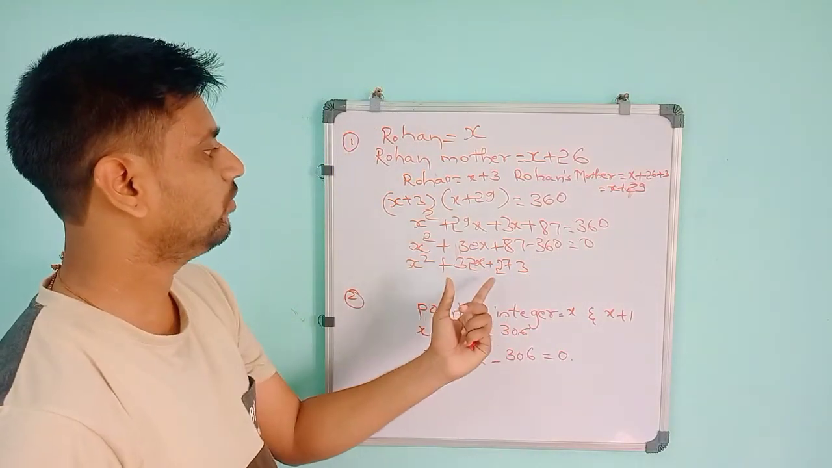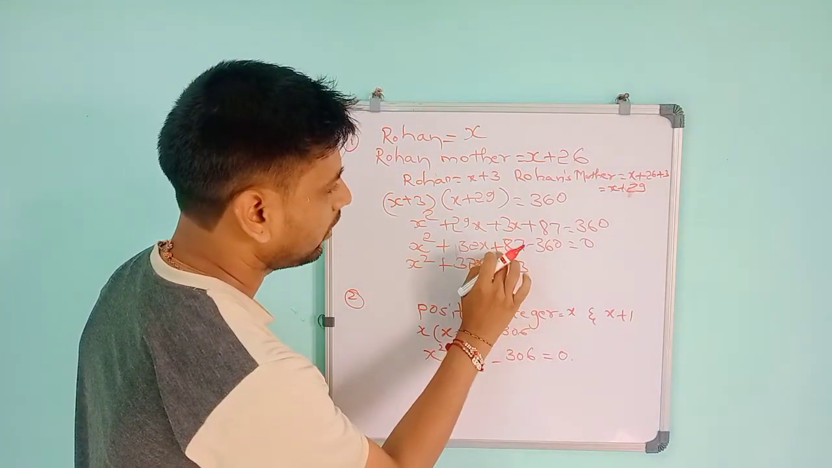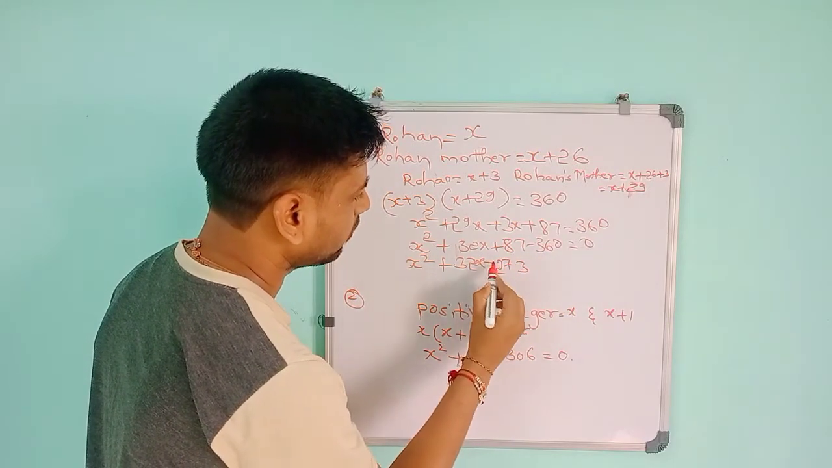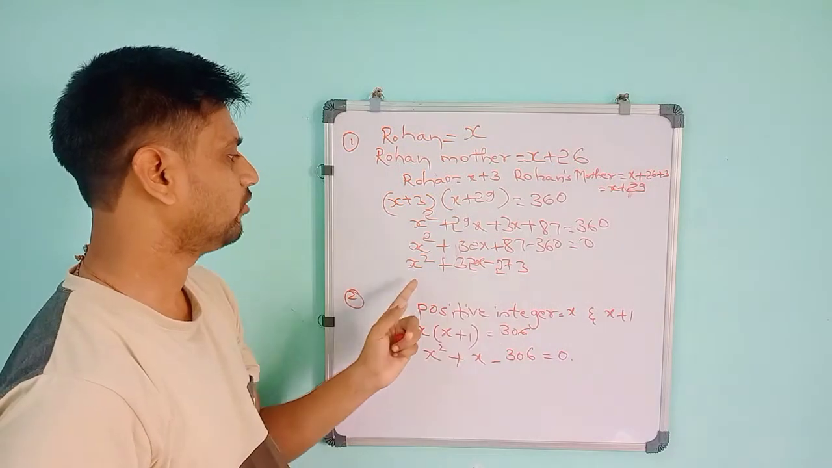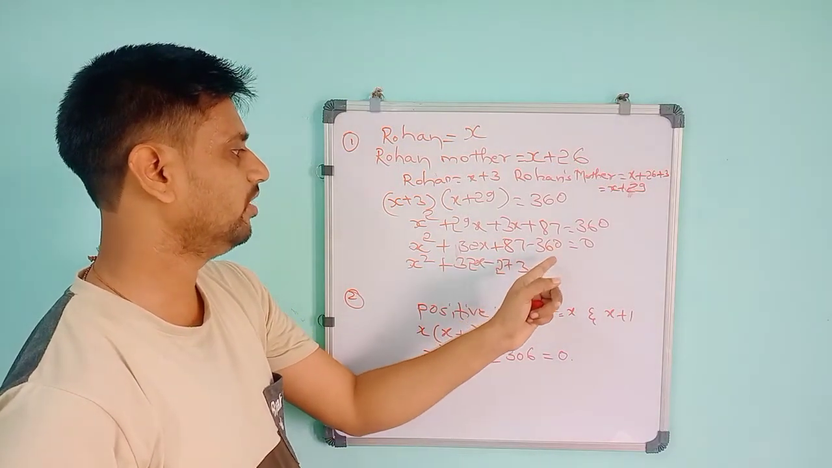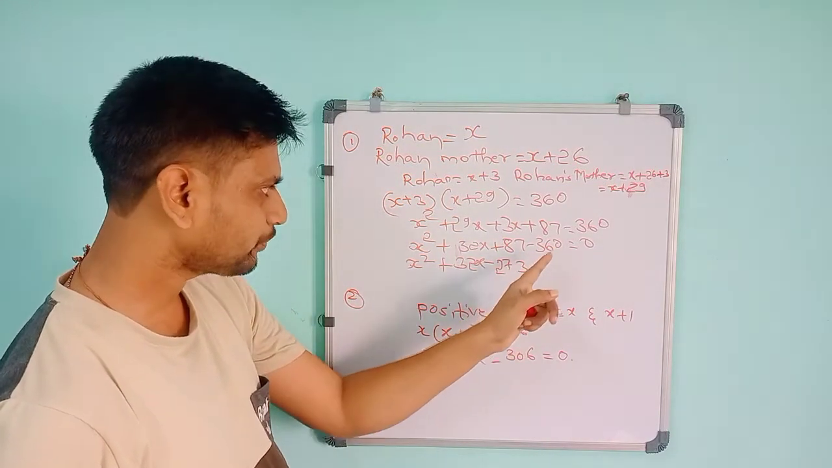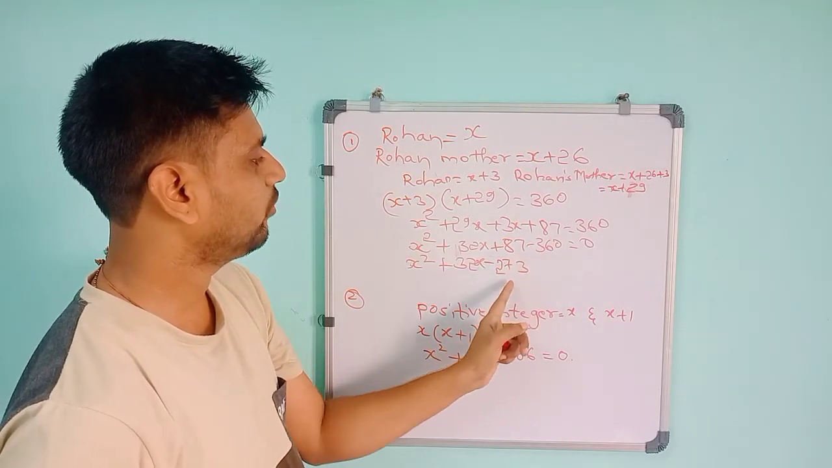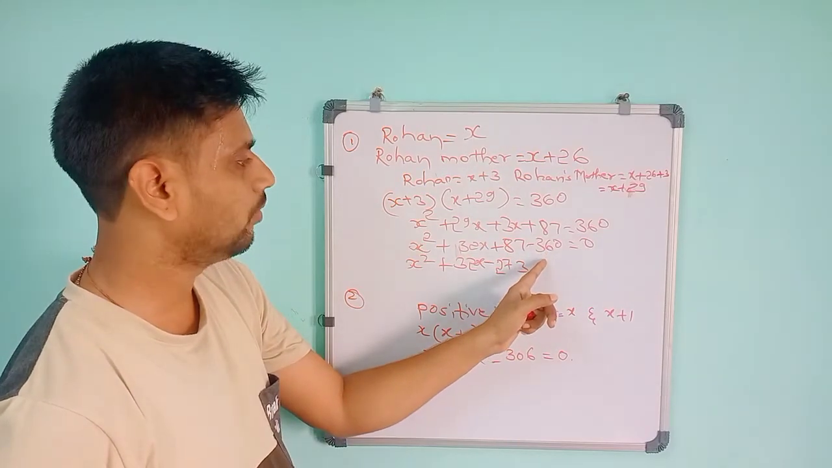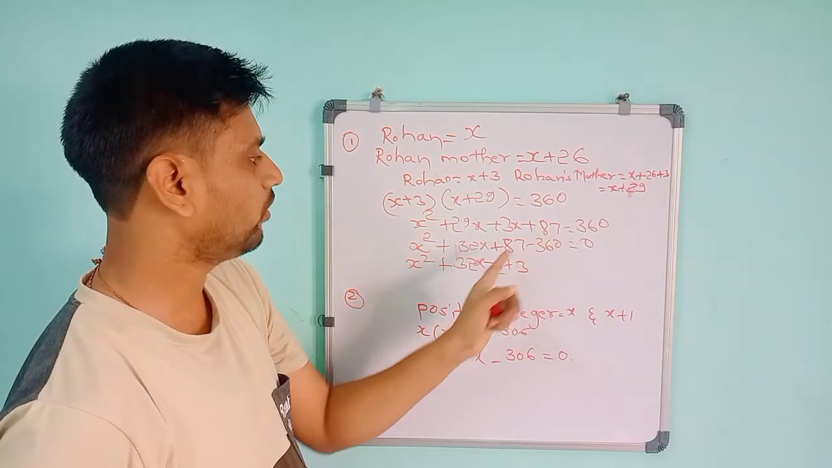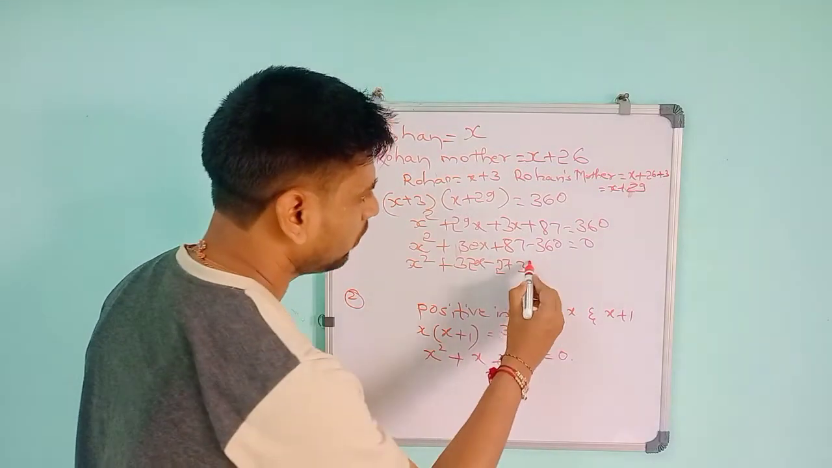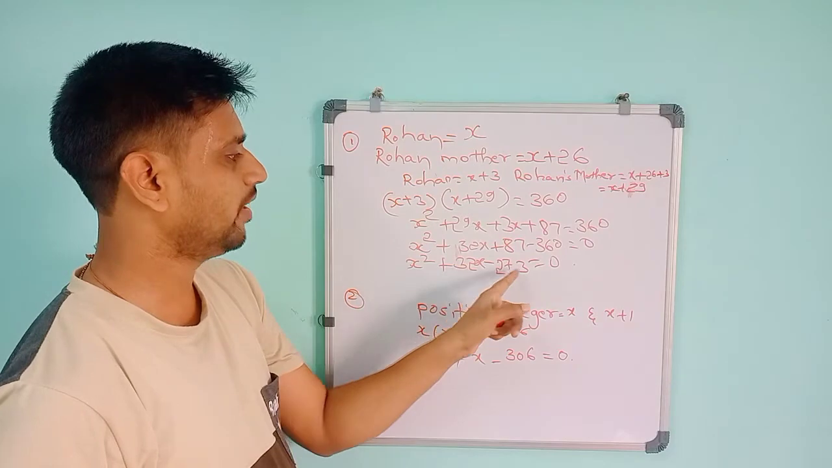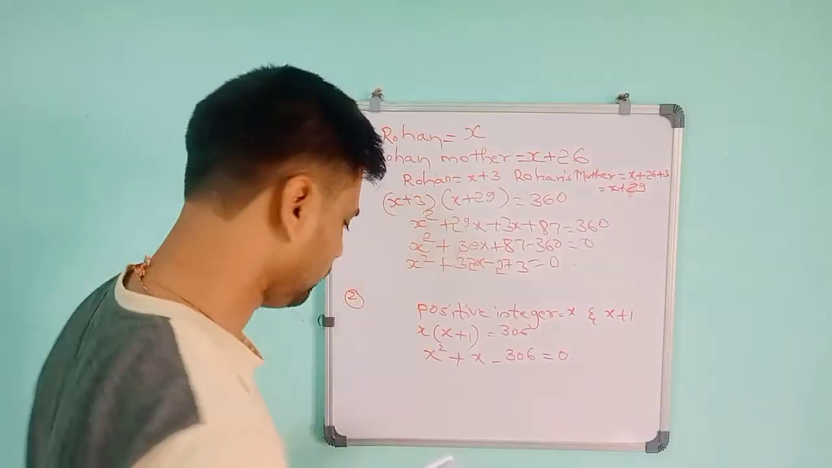273. But we should not put plus here. Why? Because plus is with the smaller value and the negative sign is with the greater value. So this one will be converted into subtraction. So I have to write x square plus 32x, and 87 minus 360 is nothing but minus 273. 360 minus 87 is 273, but the greater value is on the subtraction side, so I have to take minus 273 is equal to 0. So the final equation for this problem is x square plus 32x minus 273 is equal to 0.